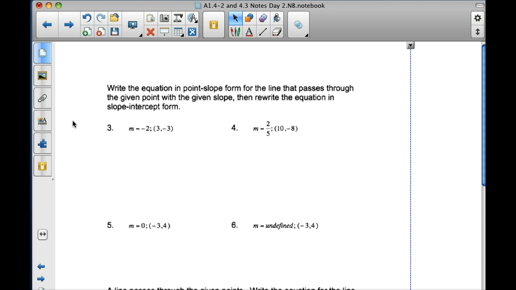Brendan, read us the directions loud and proud, and everybody try to understand the directions. Write the equation in point slope form for the line that passes through the given point with the given slope. Stop. Does that make sense? Yes. Okay, we're going to write an equation in point slope form, and we're given a point and slope. Very good. Keep going.